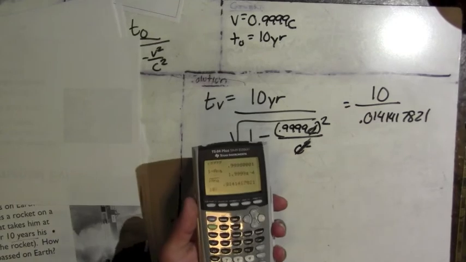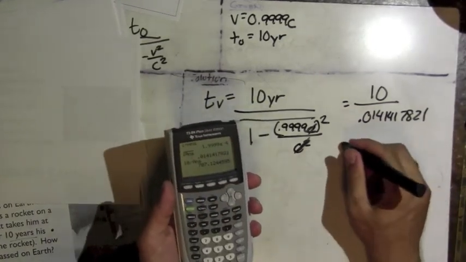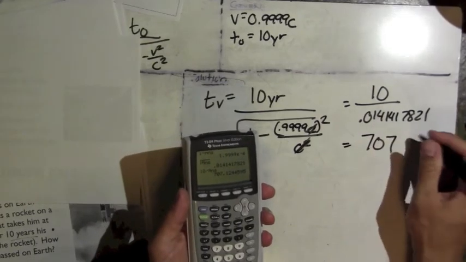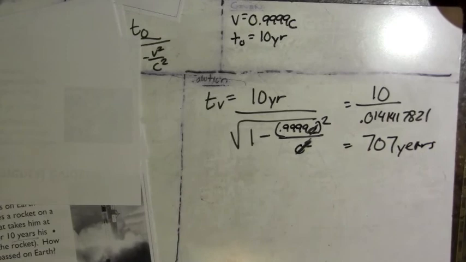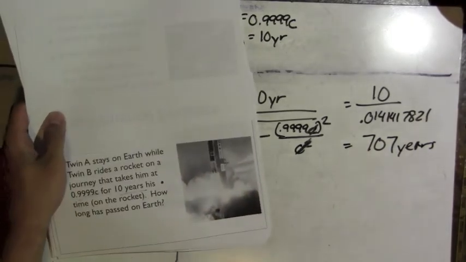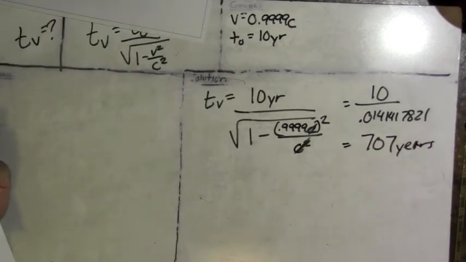Now when you take 10 and you divide it by that number, you see that 707 years has passed on Earth. So not only is twin A going to be long gone, but twin A's children and children and children and children and children are going to be gone as well.